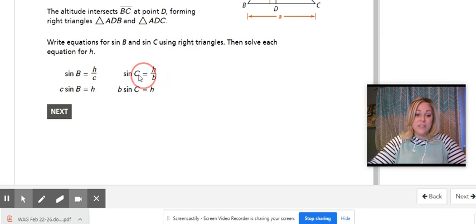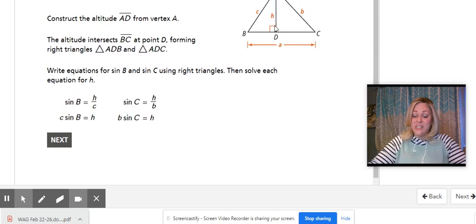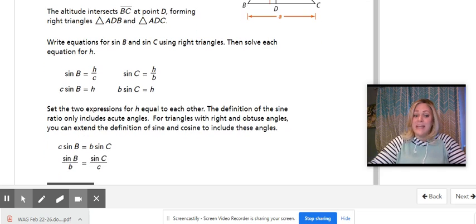But if you solve each of these for H, see how they both have H in there? So get H by itself, multiply by C on both sides, you would get this. Multiply by B on both sides, you would get this. So you have two equations, both of which are equal to H. And remember that H is that height or altitude. Well, set them equal. If they both equal H, set them equal to each other.